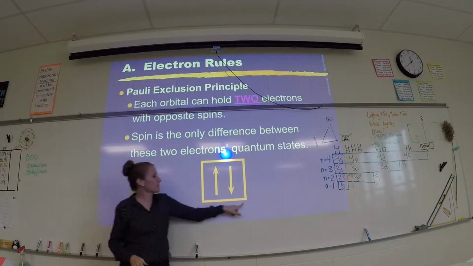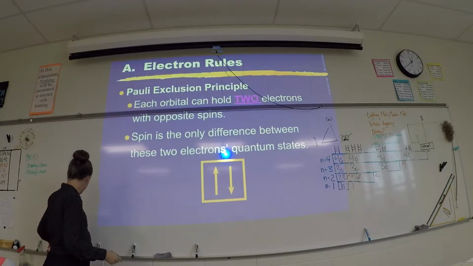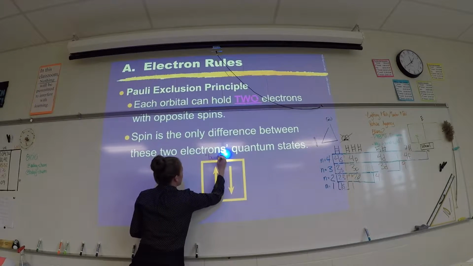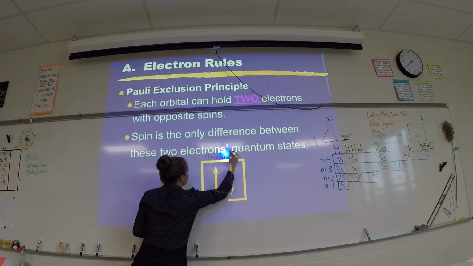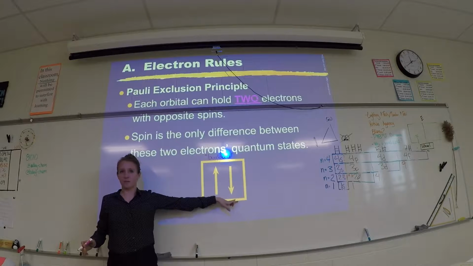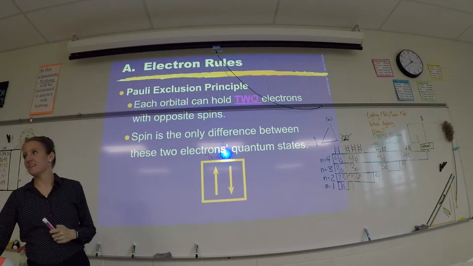So this box right here represents one orbital, or in terms of our analogy, you could say that this represents a bunk bed. The up arrow is like on the top bunk, down arrow is on the bottom bunk. When they write things, they keep it fairly simple.